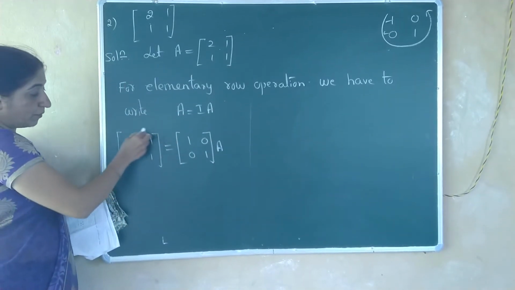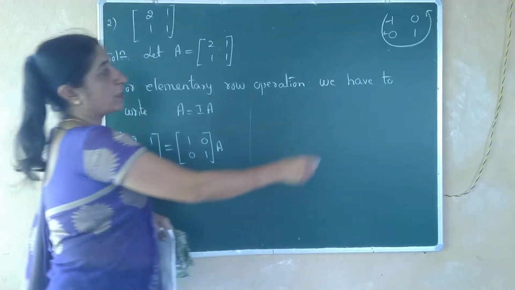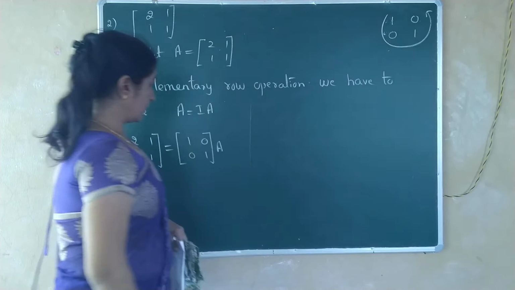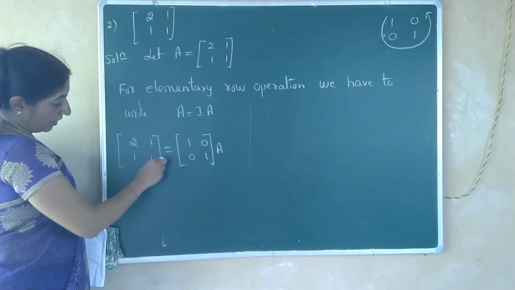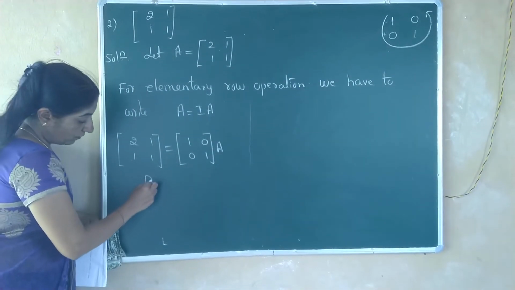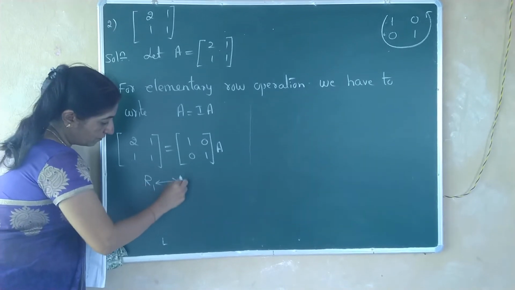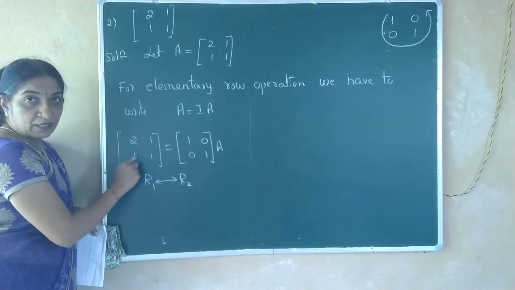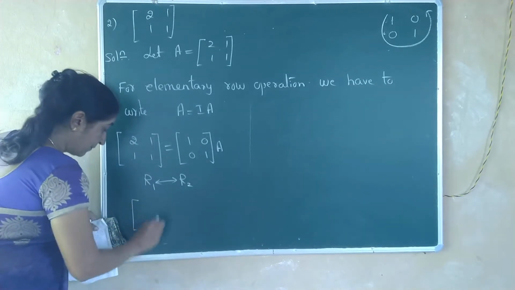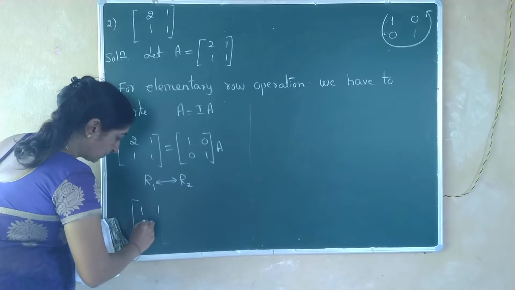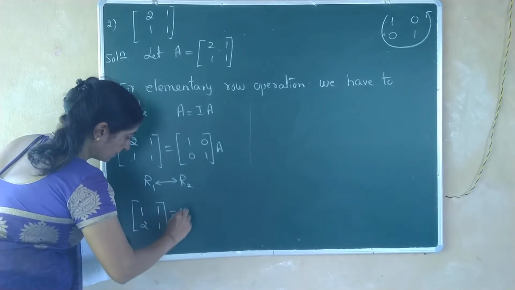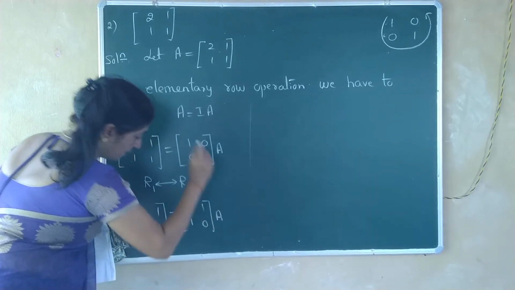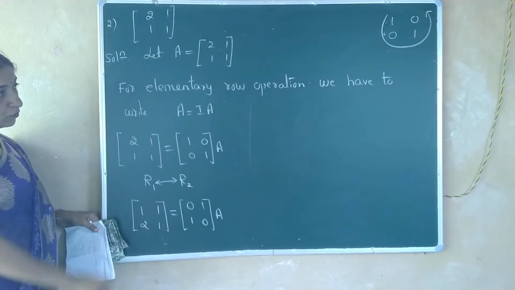Now, this left side matrix, we have to convert in the form of 1, 0, 0, 1. Here it is a 2. And in the second row, we have a 1. That means what I am doing? See, what is the meaning of this? We are interchanging first and second row. All the first row elements come in second, second comes in first. So first one completed.